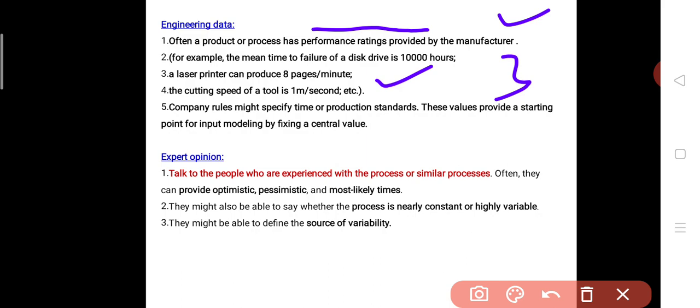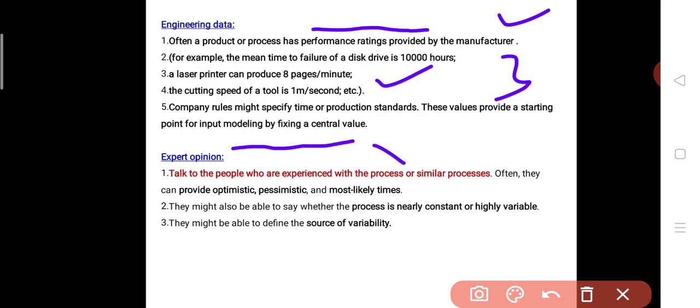By this data, a modeler can conclude that some data is available. He can understand what process is involved, what the speed of the process is, what it requires, and how much time it takes. He can obtain that information by referring to the performance ratings provided by the manufacturers, right. Company rules might also specify time or production standards. These values provide a starting point for input modeling by fixing a central value. So, this is one way, that is, engineering data.